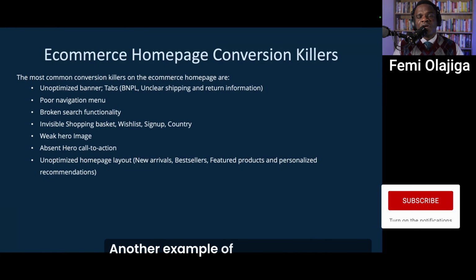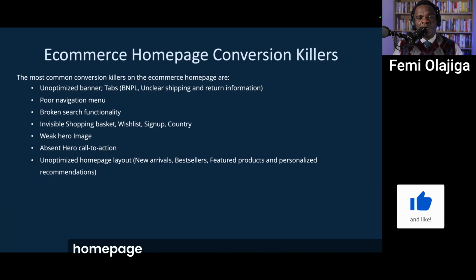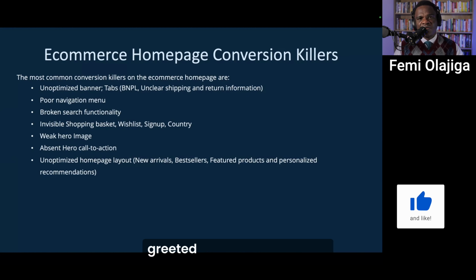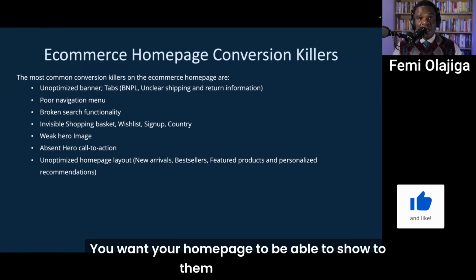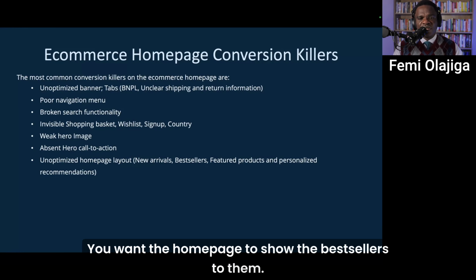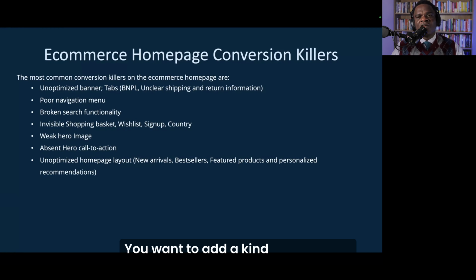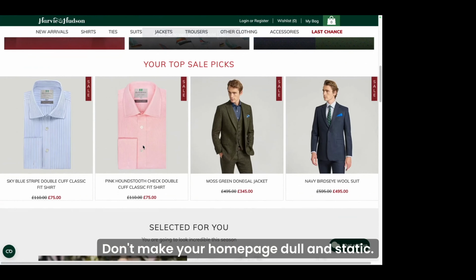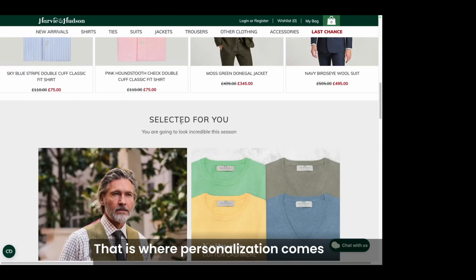Another example of an unoptimized homepage is when someone leaves your homepage and after 2 days they come back and they're greeted with the same thing. You want your homepage to show them new arrivals. You want the homepage to show the bestsellers to them. You want to add a kind of emotional excitement. Don't make your homepage dull and static. That is where personalization comes into play.